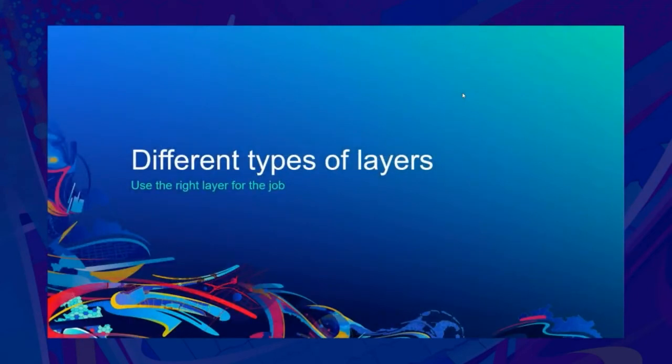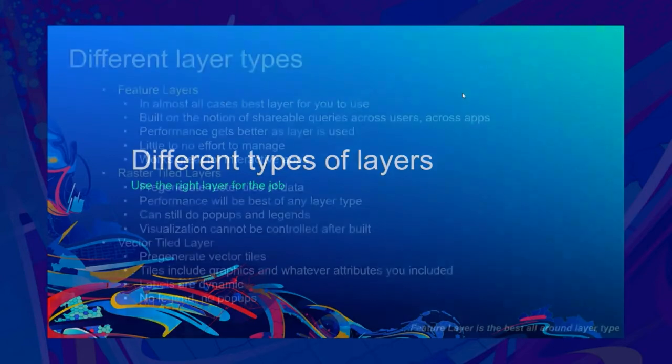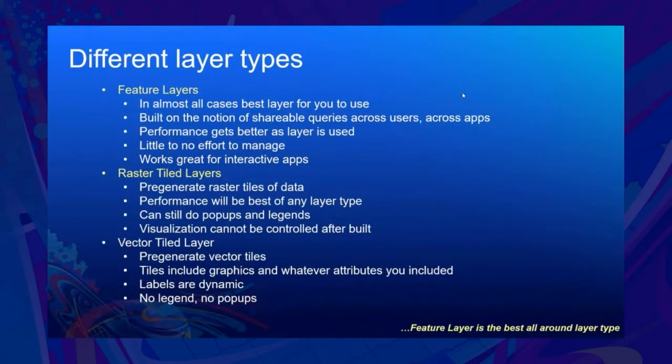Now, you have different types of layers available to you. And the most important part is to use the right layer for the job. Let's spend just a little bit of time talking about each of these layer types. Feature layer, in almost all cases, is the best layer for you to use. It's built on the notion of shareable queries across users and across apps. So the JavaScript API will take care of that for you when using the feature layer for visualization. It will send the same request no matter where you are.